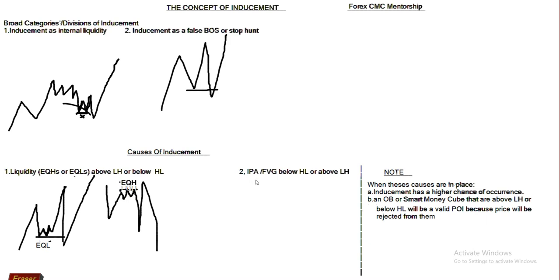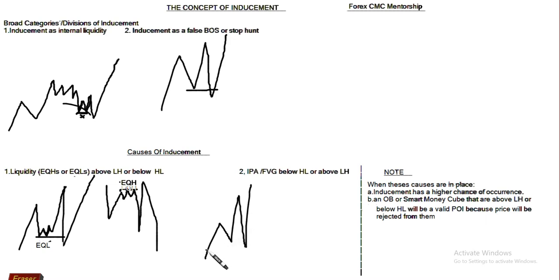Now there is another inducement that is caused by IPA, that is imbalance price action, or a fair value gap below the higher low or above the lower high. So now let's take a bullish scenario. Let's say we have something like this. Price comes back, then still went further in the direction of the trend.